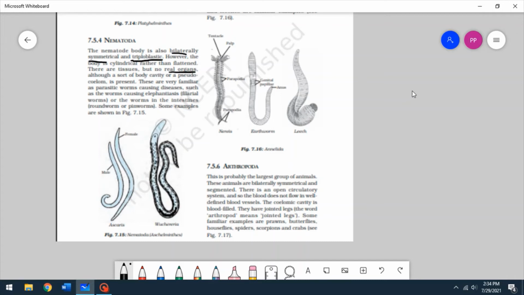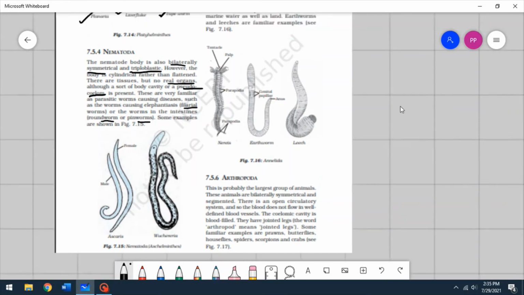So it has a kind of sort of body cavity, alright. It's a pseudocoelom. Pseudocoelom means it has a false coelom or a false body cavity. Pseudo means false, alright. So Nematoda has a pseudocoelom. That is how you can remember it. And these are very familiar as parasitic worms which cause diseases like elephantiasis, the filarial worms, or the worms in the intestines, roundworms or pinworms. They're all familiar, common disease-causing worms, alright?